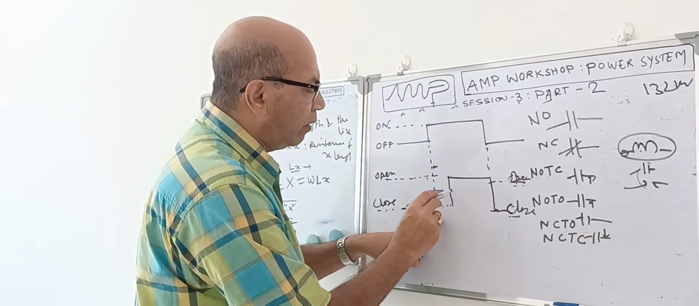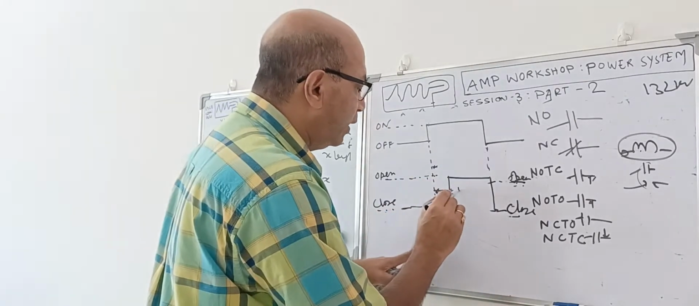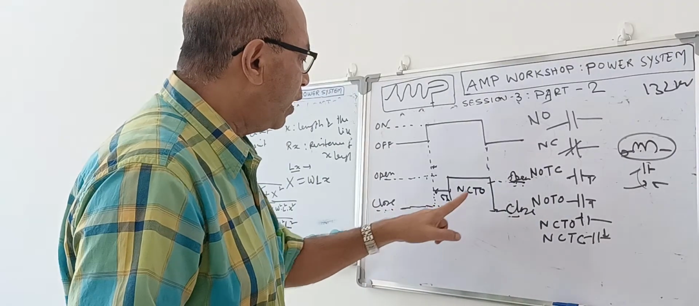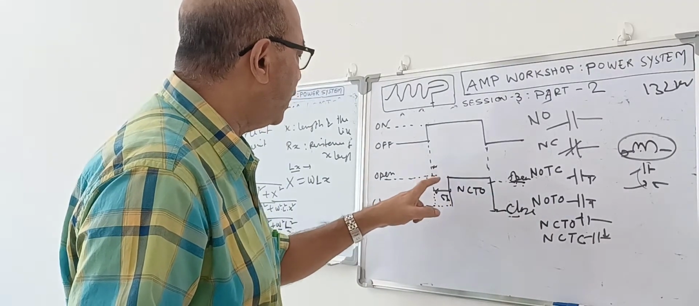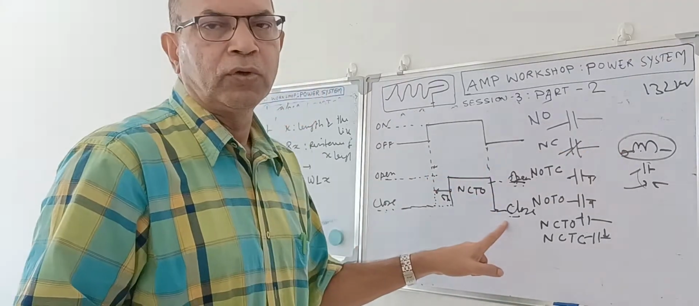So this is a delay of 5 seconds, suppose, or 10 seconds, as you give the delay. This is called NC, normally closed, time delay open. You see here, normally it is closed. When it opens, it opens after some time delay and maintains the open position, and the moment power supply goes off, it goes back to the closed position.